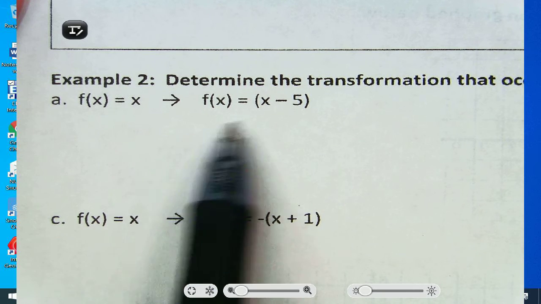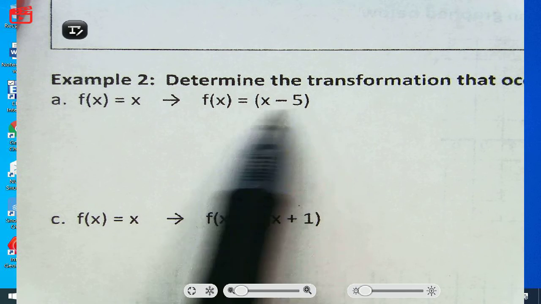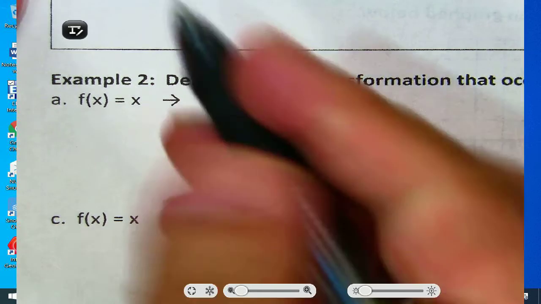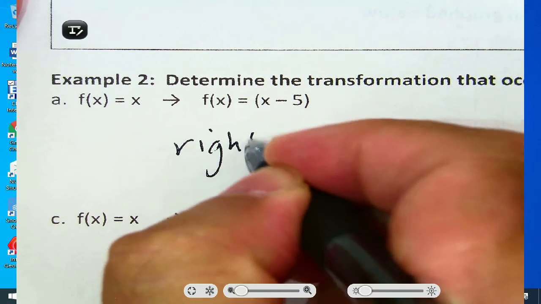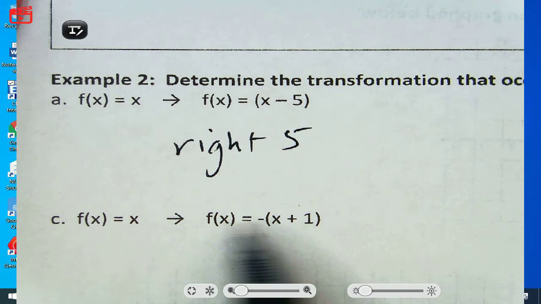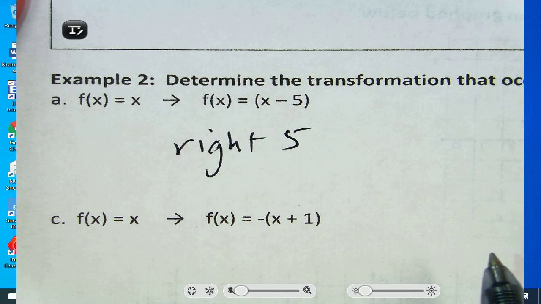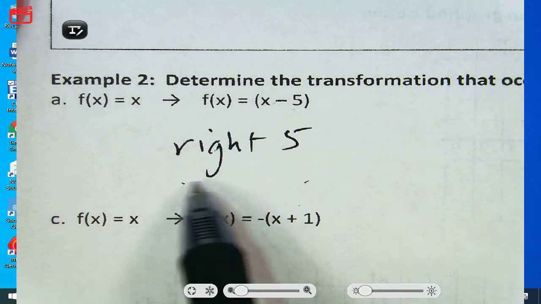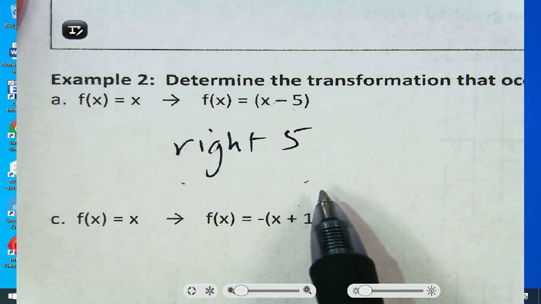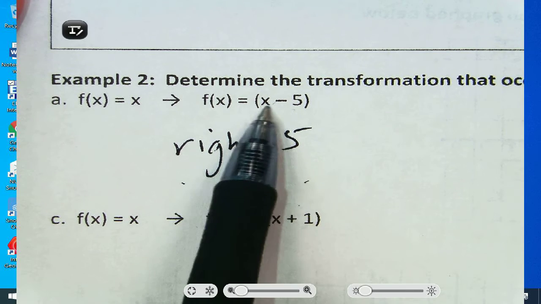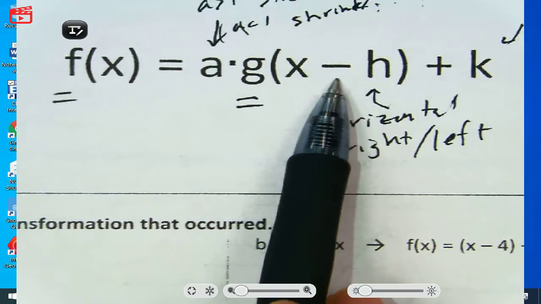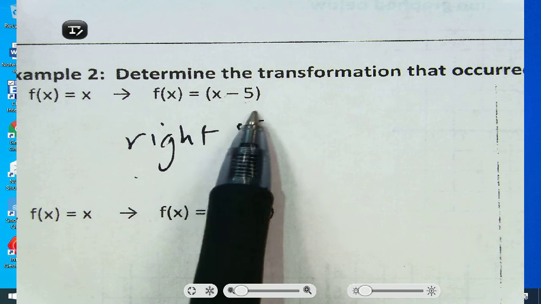2A. Okay, so this is the inside, right? So this is what the function looks like. X is the function, and it's x minus 5. So that is right 5. That's all I'm asking you to do. Just write right 5. So this is a transformation of right 5. If you want to write horizontal shift right 5, that's correct too. But how do you know that? Because it's minus 5. So it's horizontal shift right 5.